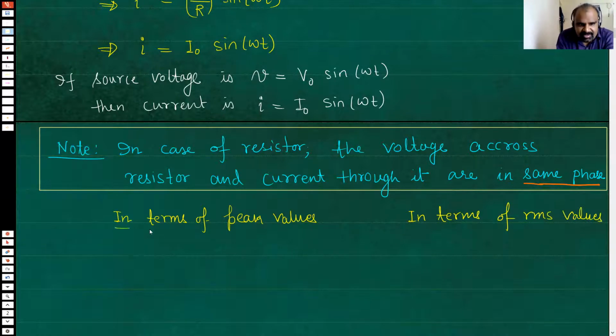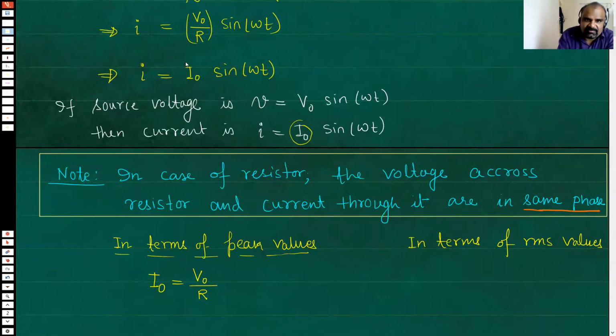Okay, in terms of peak values, can we say that the peak current is equal to peak voltage divided by the resistance? I mean, this current, what is this? This is nothing but V naught by R only. Right? We started writing this as peak, I naught.